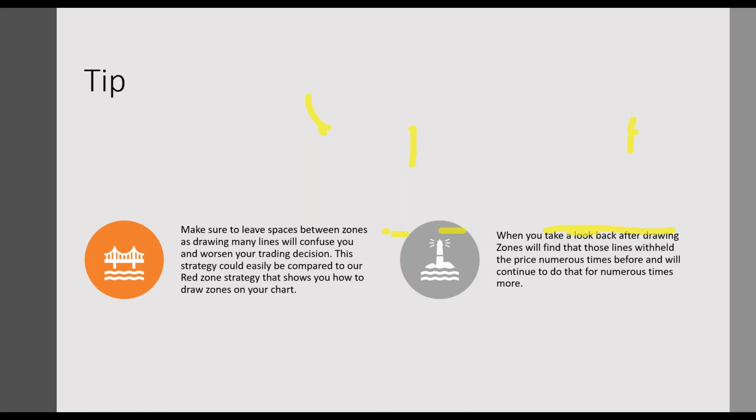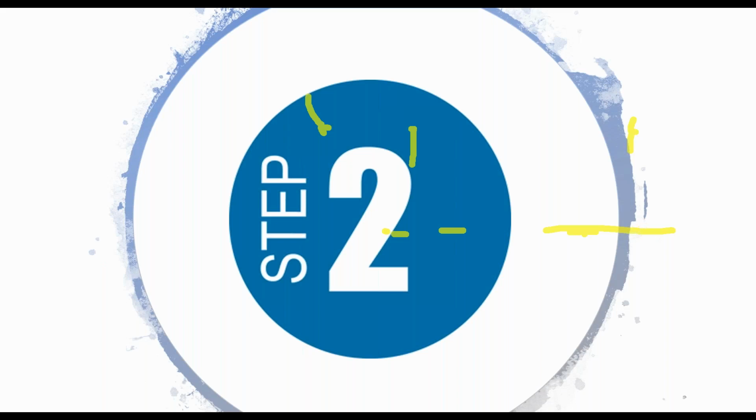Now, this strategy could easily be compared to our red zone strategy that shows you how to draw zones on your chart. When you take a look back after drawing zones, you'll find that those lines withheld the price numerous times before and will continue to do so numerous times more. So once we've got the zones isolated, and the unimportant ones, or what we call minor ones, off the chart, we come to step 2.